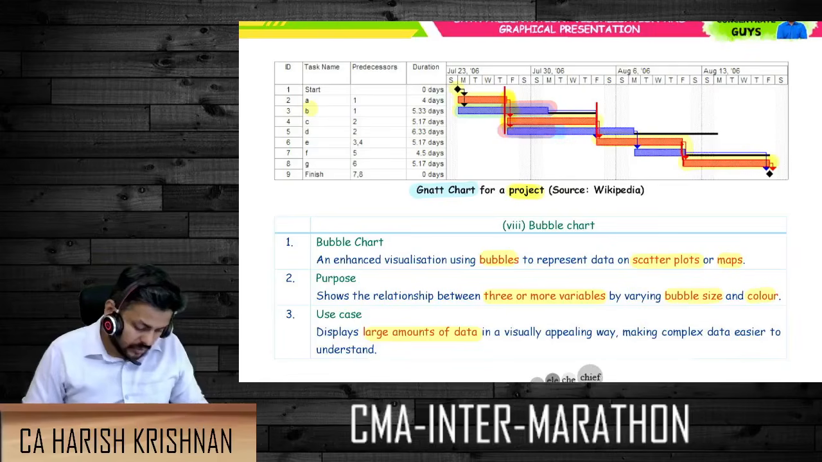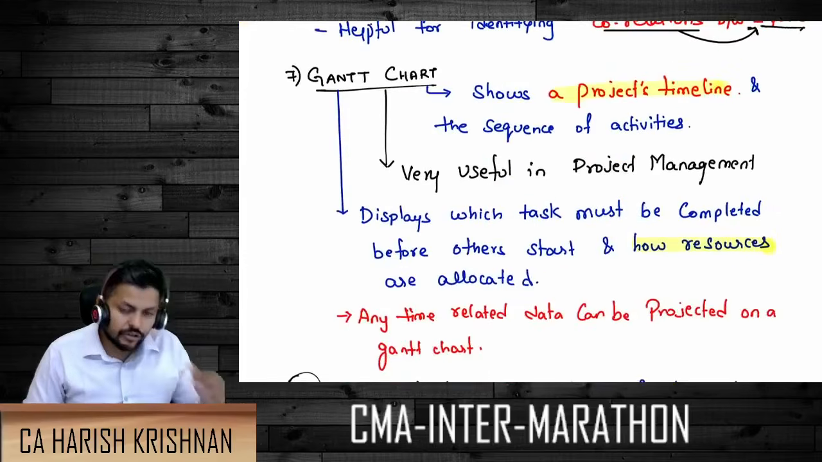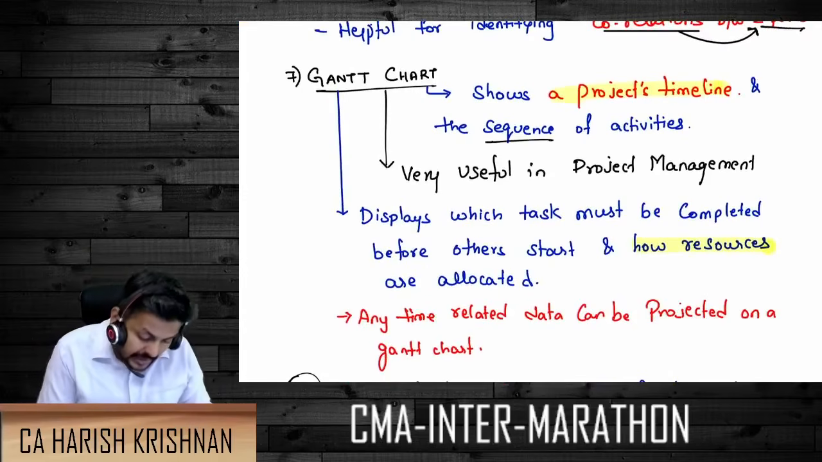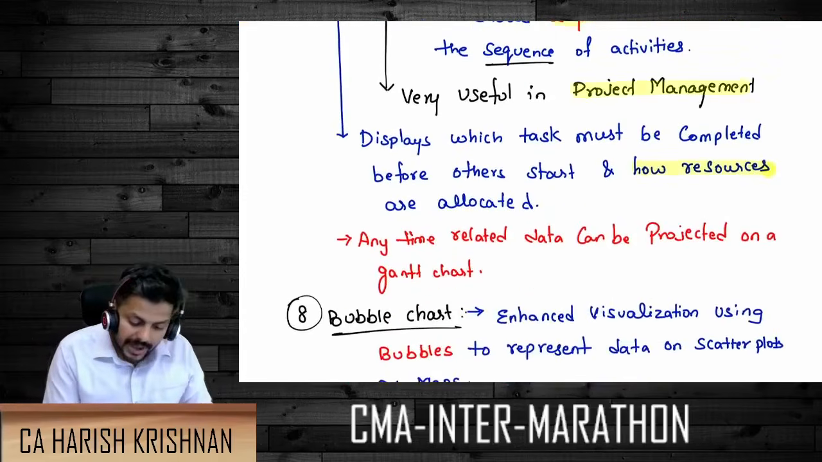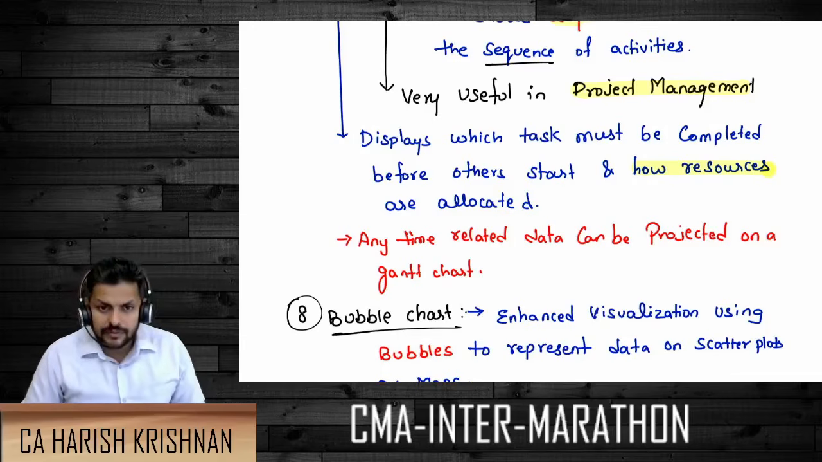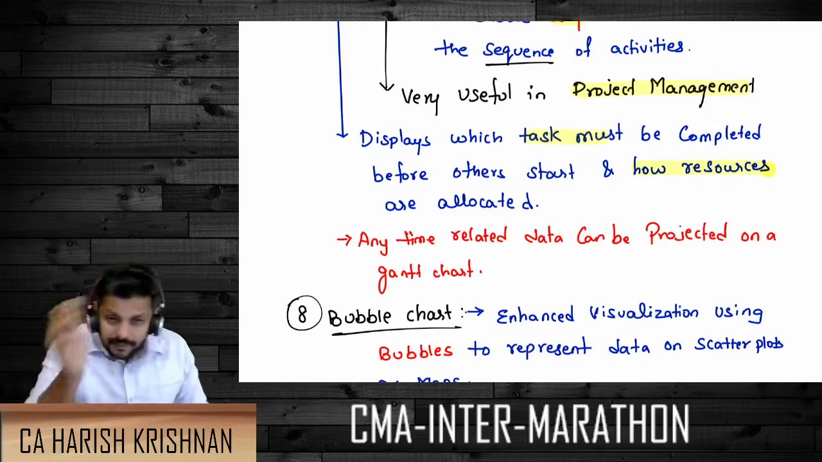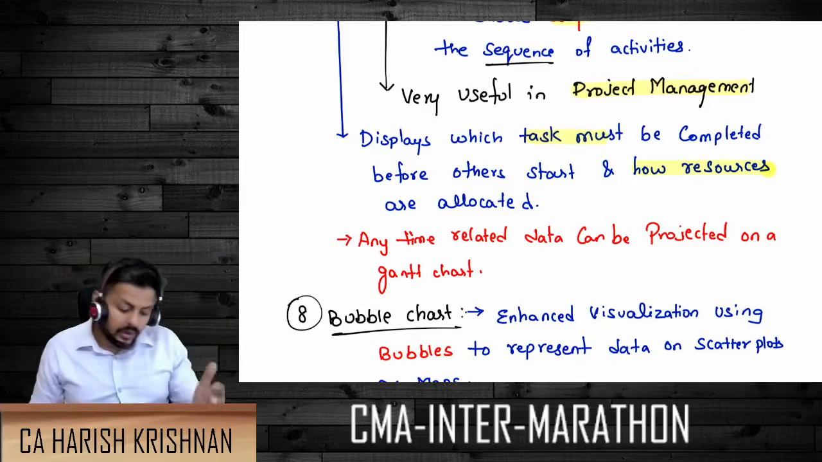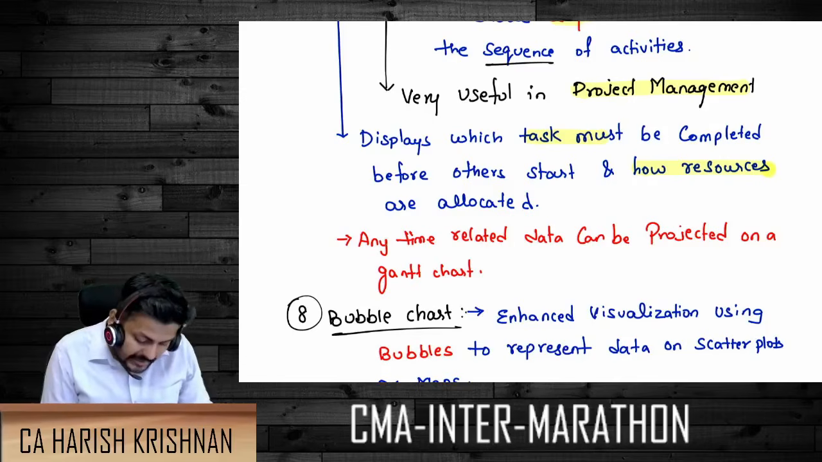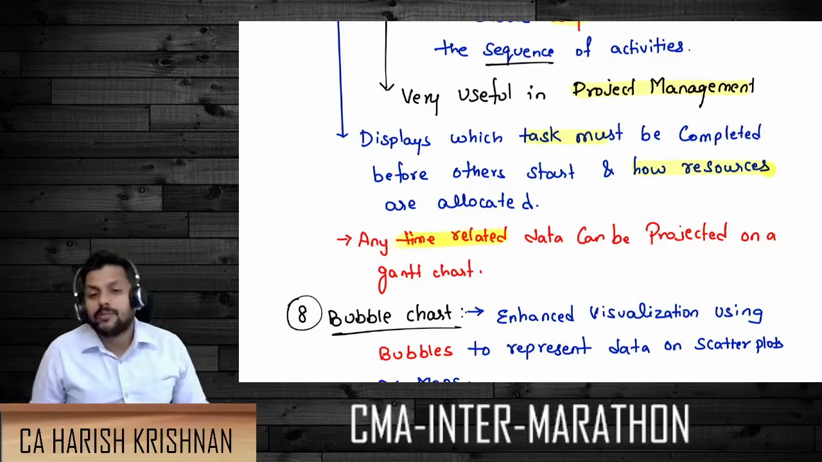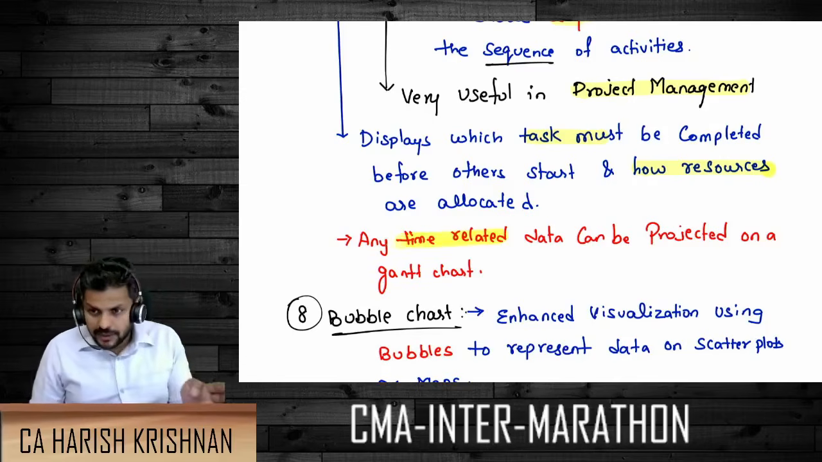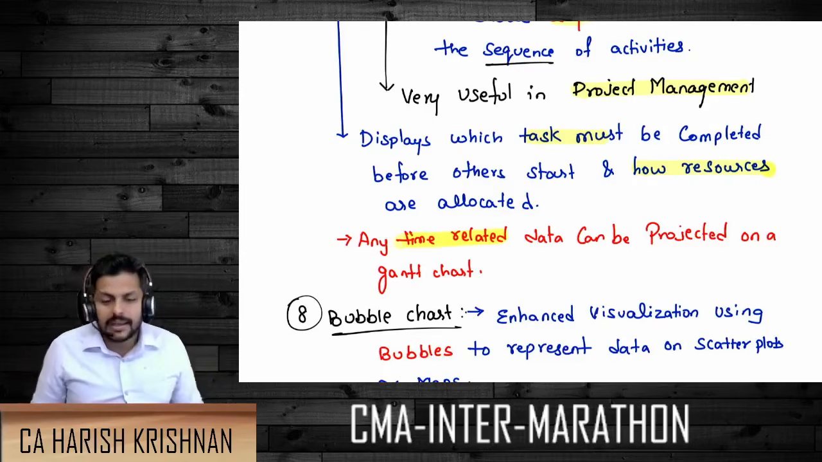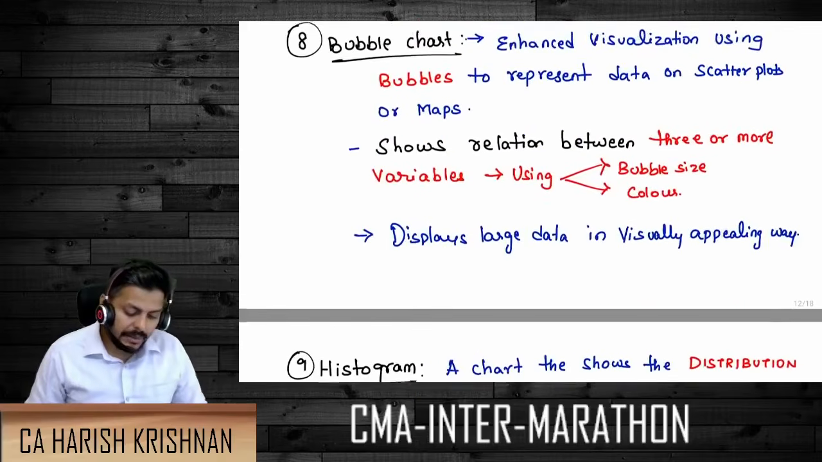it is going through. So if you see the wordings of what a Gantt chart shows: a project's timeline and sequence of activities, very useful in project management. It displays which task must be completed before the other should start. So when one is over, then the other one will come, and how they are allotted. And any time-related data can always be projected on a Gantt chart. Which part is completed and which part after that, you can easily present it on a Gantt chart. It's very attractive.